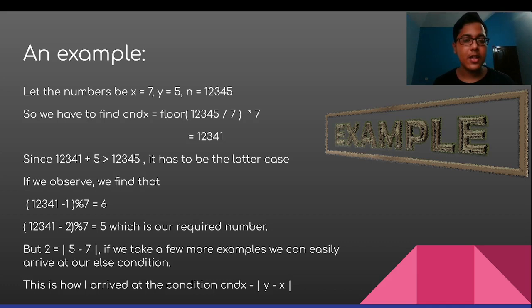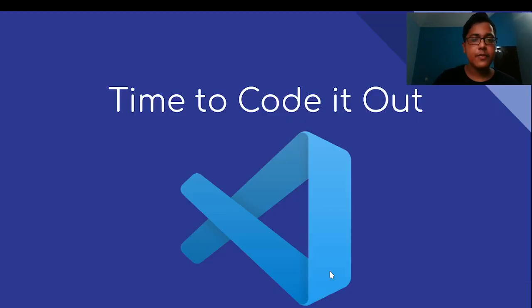Here the value of cndx is 1, 2, 3, 4, 1, and since 1, 2, 3, 4, 6 is greater than 1, 2, 3, 4, 5, we have to go for the else case. Through the observations here, I arrived at the conclusion that our answer would be cndx minus the absolute value of y minus x. So this is how I arrived at it. So let's code it out.